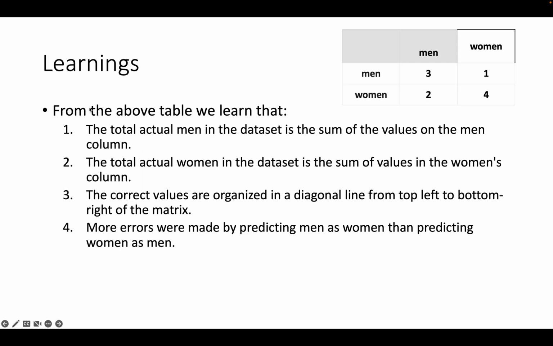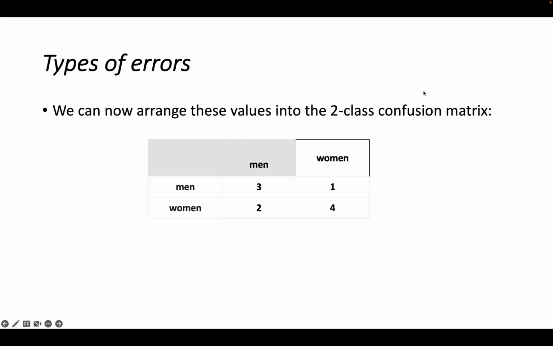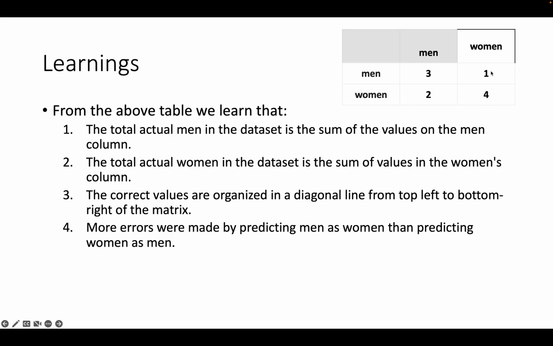Learnings from this confusion matrix, from the above table we learn that the actual men in the data set is the sum of the values of the men column. So total men in the data set is 5. Is that true? Let's check, 1 2 3 4 5. Accordingly, total women in the data set are 1 + 4, 5.